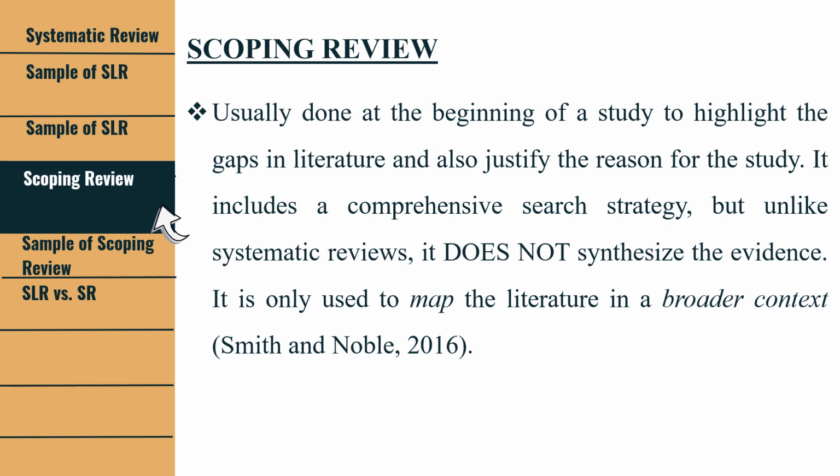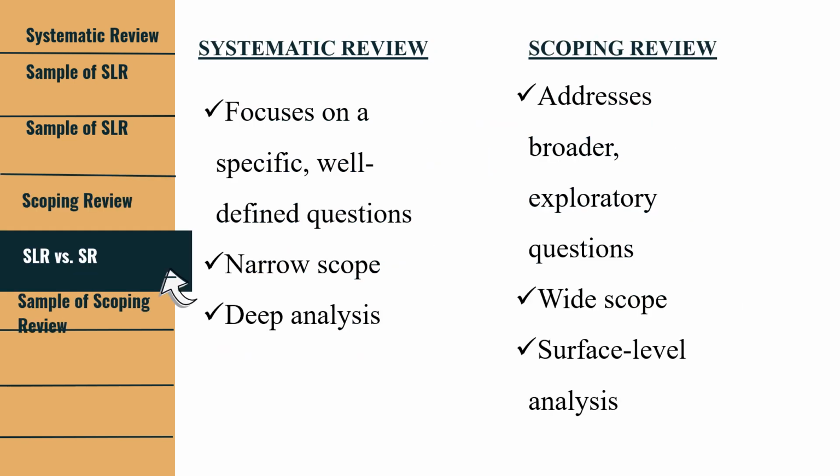And to better understand it, let's differentiate between the two. So, systematic review versus scoping review. So, as I have mentioned, systematic review only focuses on specific, well defined questions. While on the other hand, in scoping review, you address broader or exploratory questions. So, the focus here is on the broader picture of a certain topic.